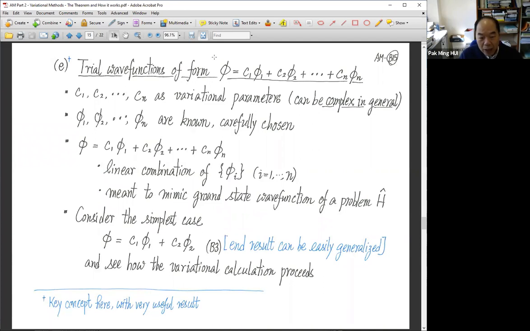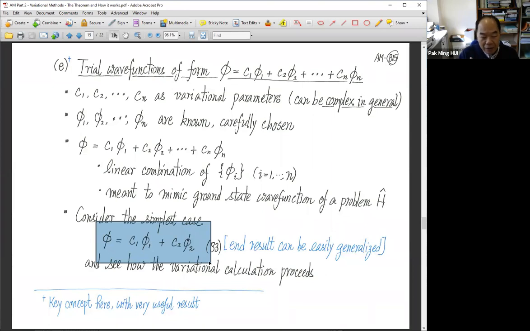Here, I would like to do a general discussion on a trial wave function of this form, a linear combination of several functions. Generally, it could be n functions, all right? But I would like to do the derivation for the simplest case only, so that you can generalize it to 3 functions, 4 functions, 8 functions by yourself, okay? All these numbers are important in understanding molecules.